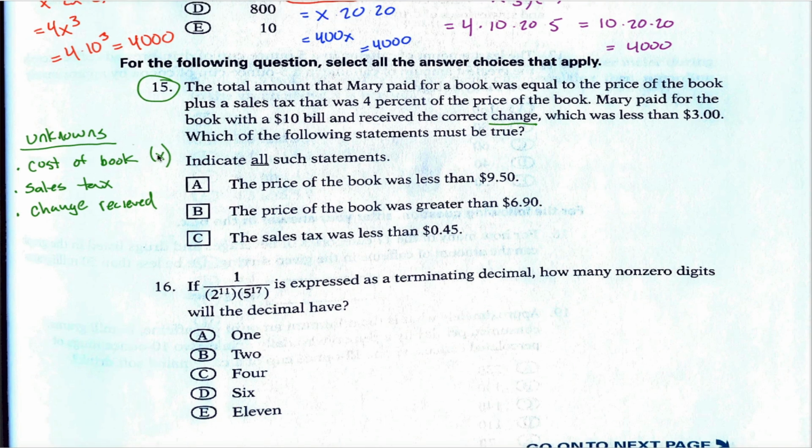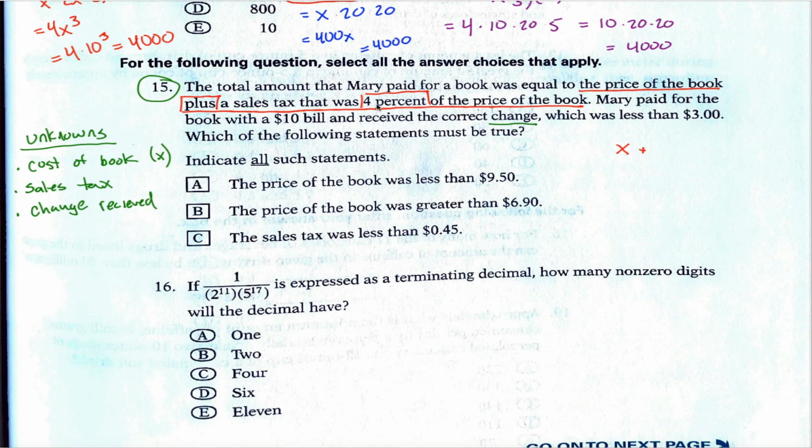Now that we've decided what we want our variable to be, we can go back and reread the problem, trying to translate each of the different sentences into math. So the total amount that Mary paid for a book was equal to the price of the book plus a sales tax that was 4% of the price of the book. So focusing on this point, the price of the book is X, and then the sales tax is 4% of the price of the book. So I got the price of the book plus 4%, so 0.04 or 4 divided by 100.